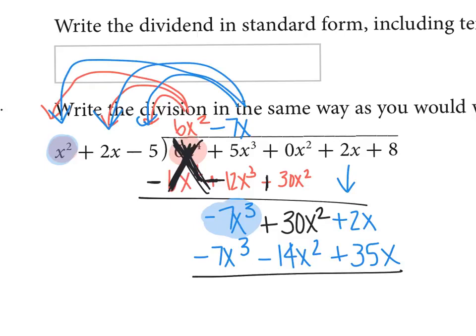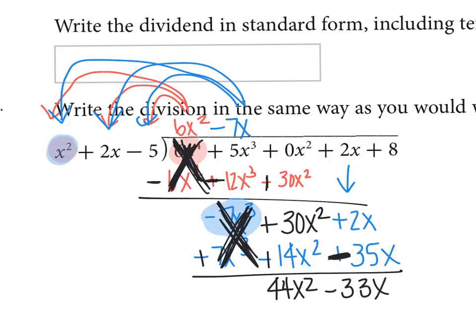And now I need to subtract, which means I need to switch my signs. So plus, plus, and minus. So my 7x to the thirds cancel as they should. What is 30x squared plus 14x squared? 44x squared. And 2x minus 35x? Negative 33x. Okay. Next. Bring down the 8.